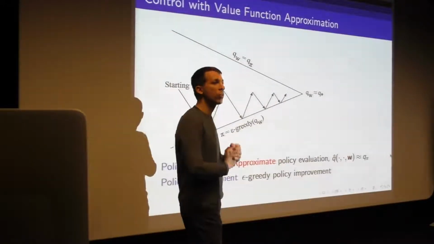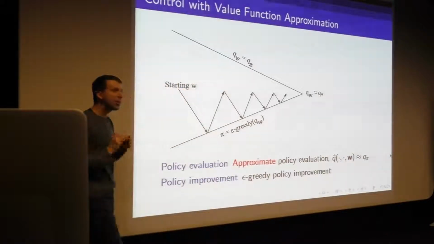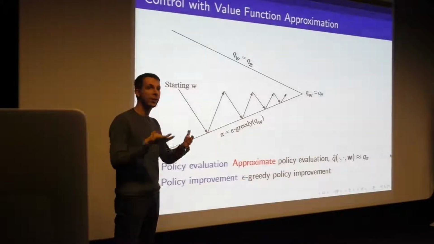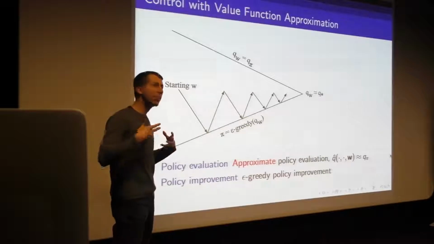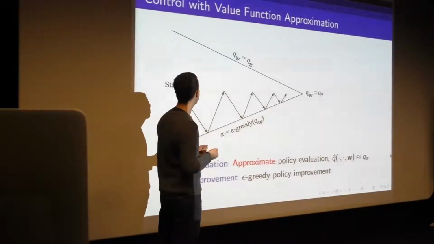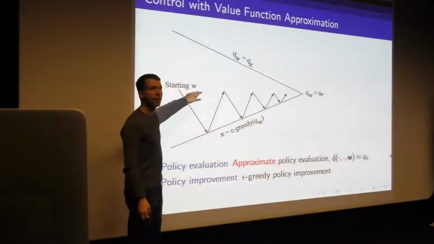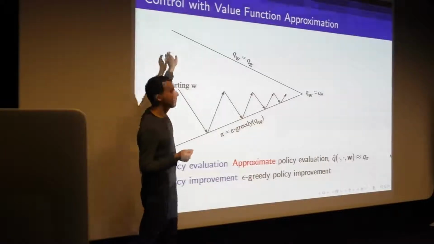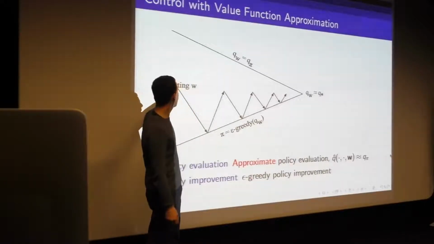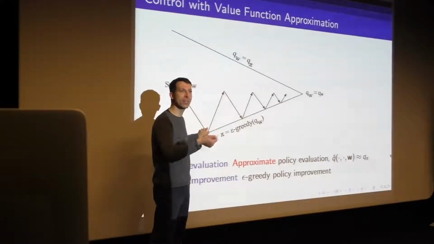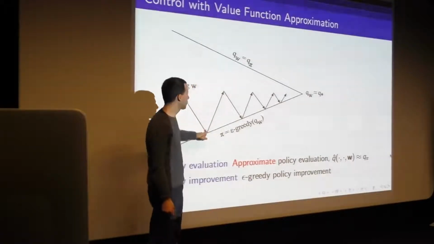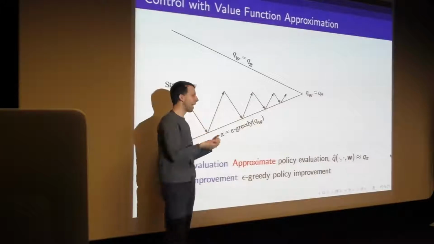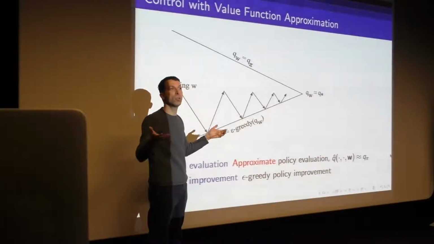Okay, let's move on to control. We're going to use the same idea for control that we saw in the last lecture, still building on our idea of generalized policy iteration, but now using approximate policy evaluation. We start off with some parameter vector, and that parameter vector defines some value function. Then we basically act greedily, with a little bit of epsilon exploration, with respect to that value function that we've defined. So this might be our neural network. We act greedily with respect to our neural network. That gives us a new policy.